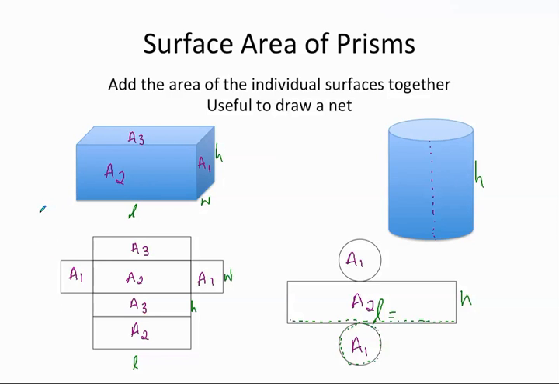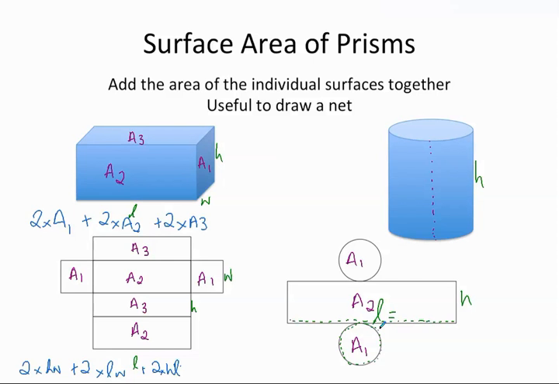So we're going to have 2 multiplied by A1 plus 2 multiplied by A2 plus 2 multiplied by A3. Another way we can work that out is 2 multiplied by HW, which is A1, plus 2 multiplied by LW, plus 2 multiplied by HL, which is A3 in there. So you're just adding all the different faces together.